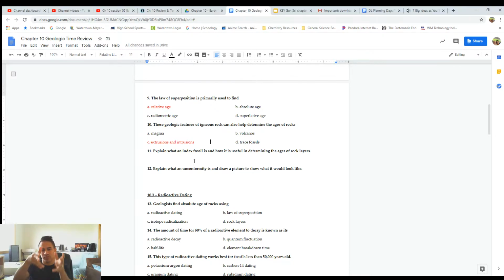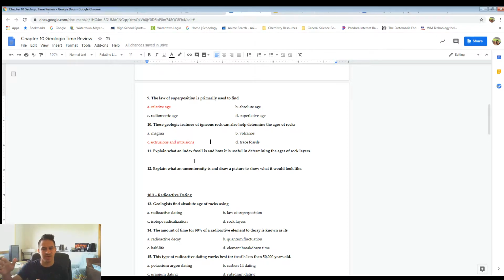It's an extrusion if it breaks the surface and pools on the surface, and it's an intrusion if it pushes its way up but doesn't break through the surface, so it's still underground. Either way, both are igneous rocks, and they can help determine the age of the sedimentary rocks around them, because we can radioactively date the intrusion or extrusion and get an idea of how old it is.